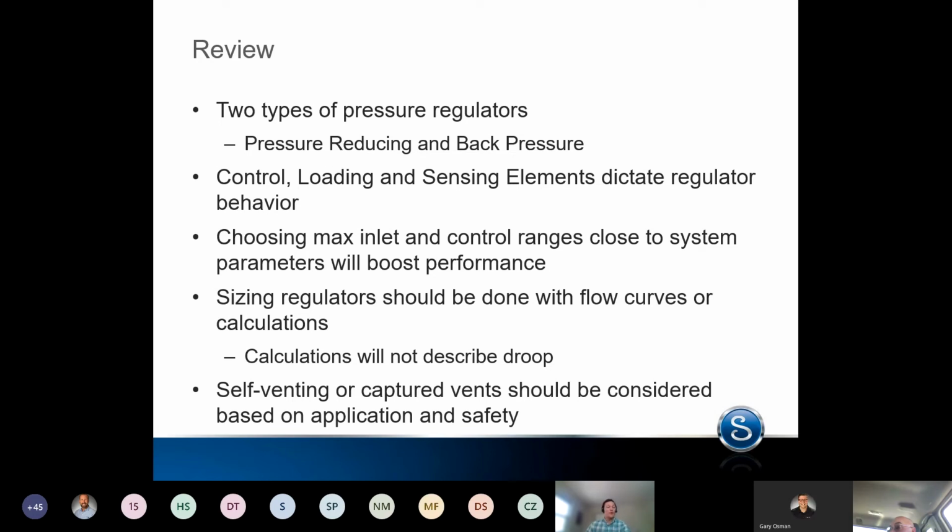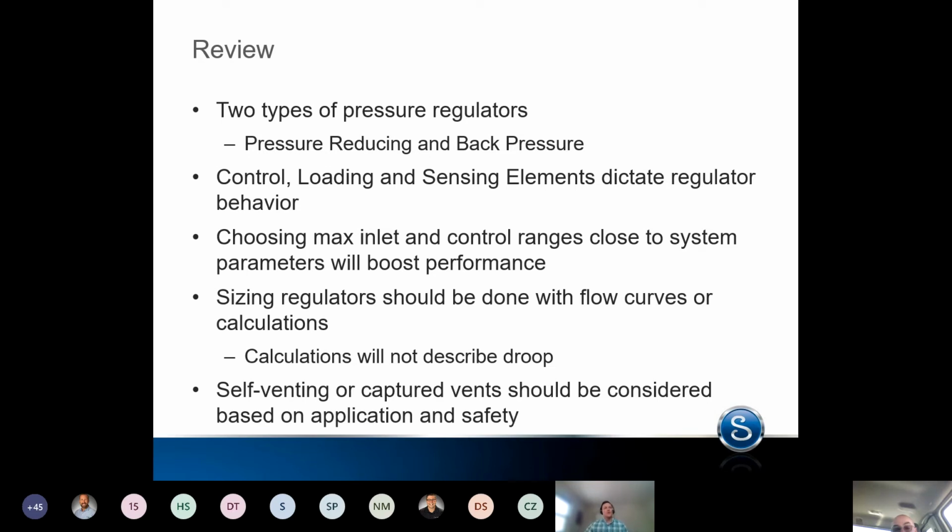There are two types of pressure regulators: pressure reducing and back pressure. Those regulators are driven by three elements: the control, loading, and sensing elements. Those really drive regulator behavior. Next, you want to make sure you choose the max inlet and control ranges as close to what you expect to use them for as possible. That's going to give you the best performance, most accurate, lowest droop.